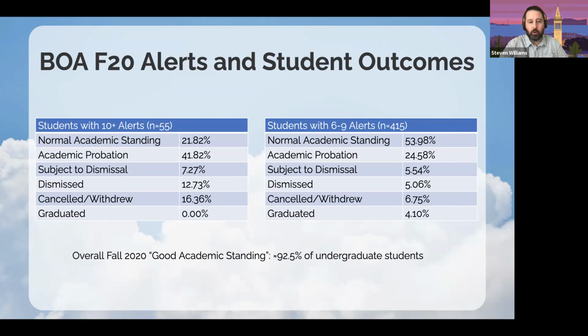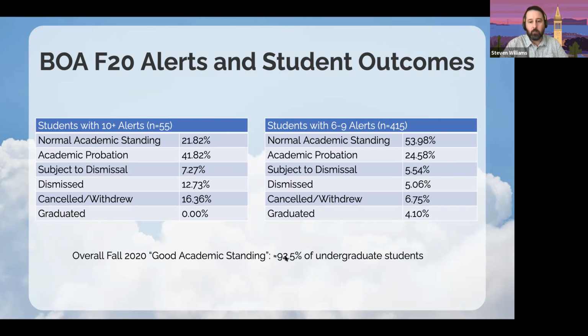Students with 10 or more alerts, 4 out of 5 of them ended the term on academic probation, subject to dismissal, dismissed, or they withdrew at some point in the term. And when we trim that down a little bit, 6 to 9 alerts, it's still about half of those students that ultimately end the term not in good standing.